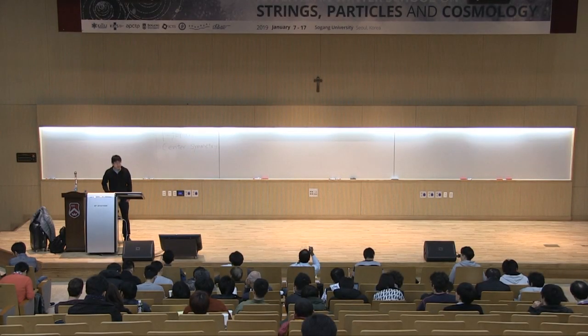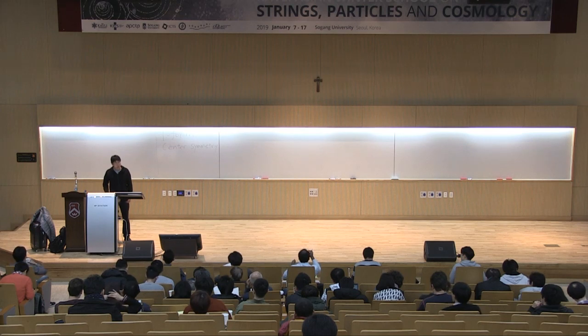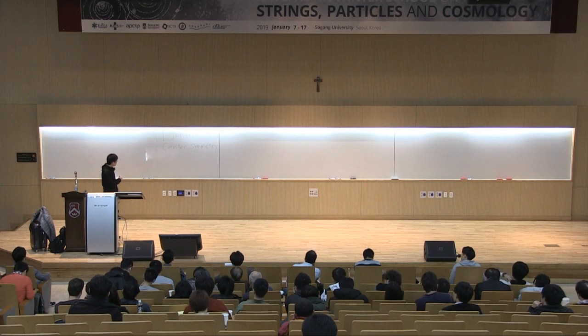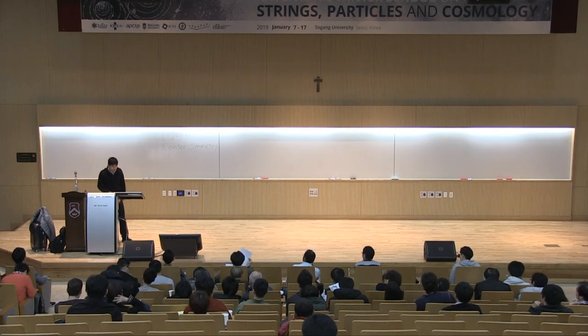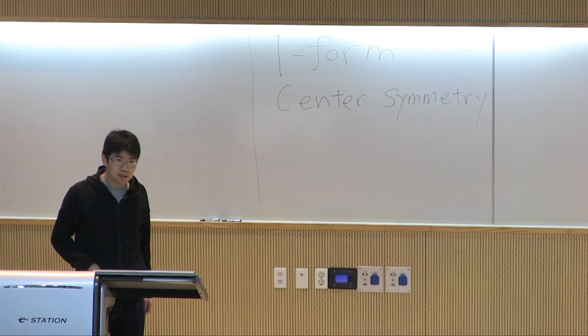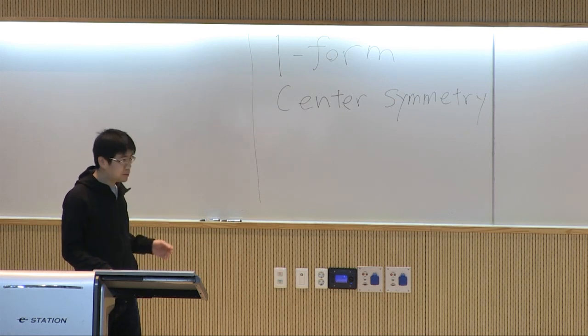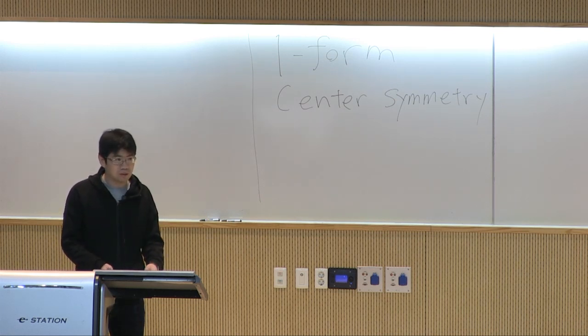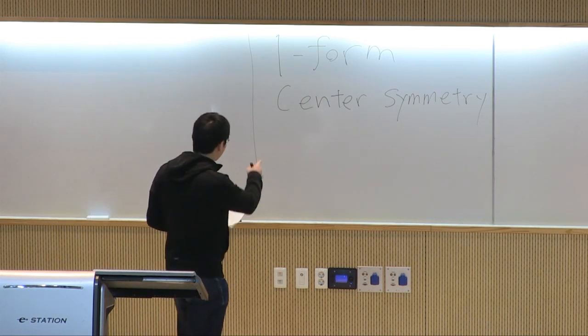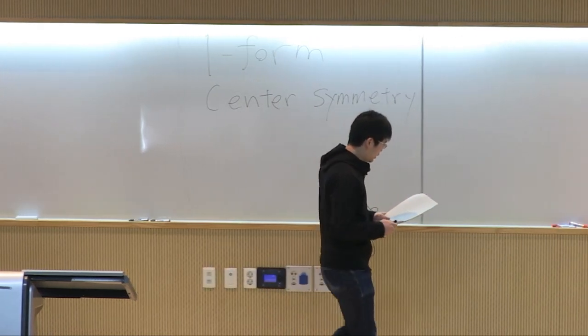I discussed the general concept of higher form symmetries. And in today's lecture, I want to talk about this one-form center symmetry. This is a particular example of higher form symmetry, but it is the most important example because it exists in gauge theories, and this concept is directly related to the concept of confinement. So let me start discussing this one-form center symmetry.